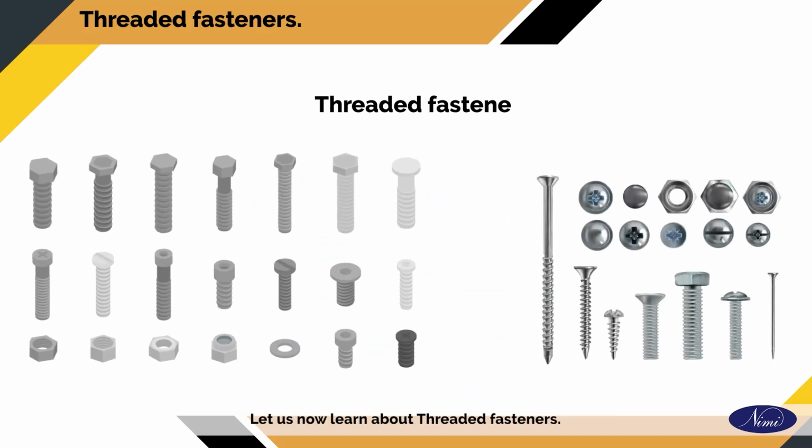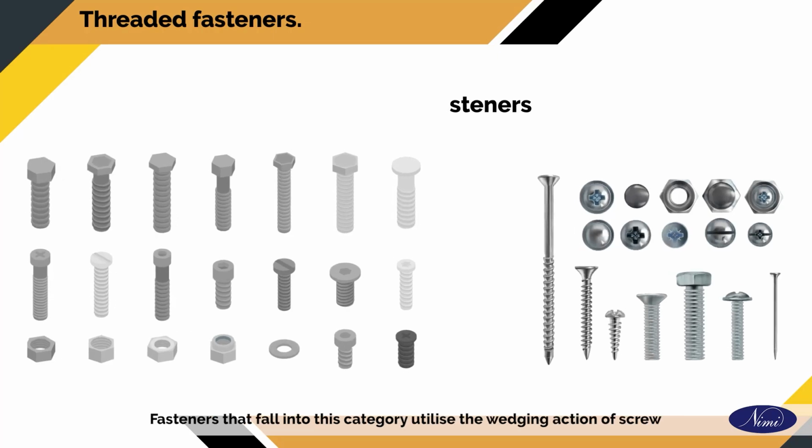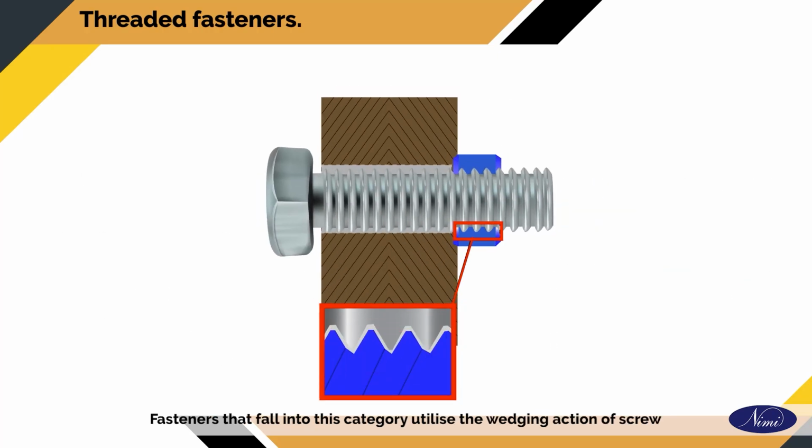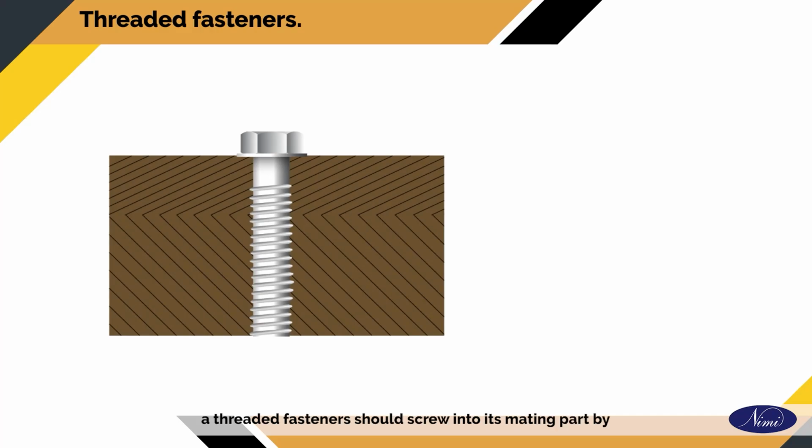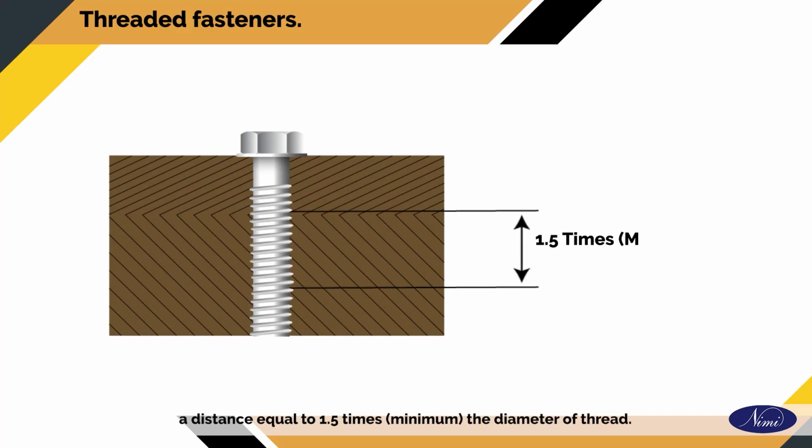Let us now learn about threaded fasteners. Fasteners that fall into this category utilize the wedging action of screw thread for clamping pressures. To achieve maximum strength, a threaded fastener should screw into its mating part by a distance equal to minimum 1.5 times the diameter of thread.